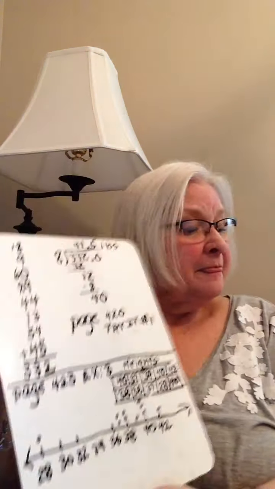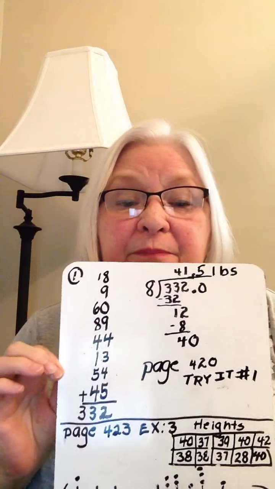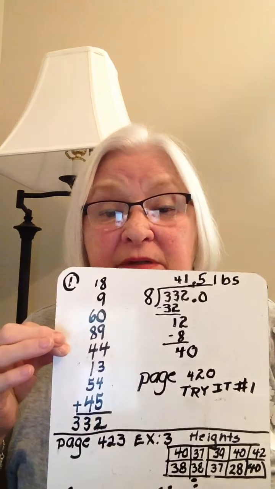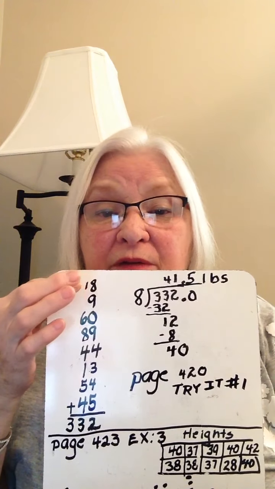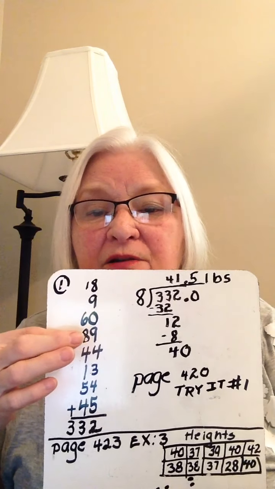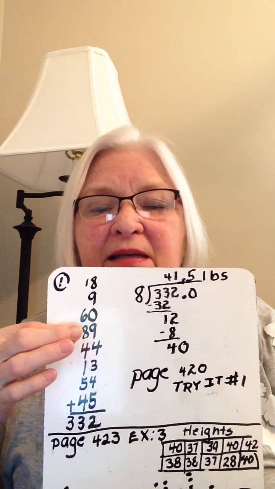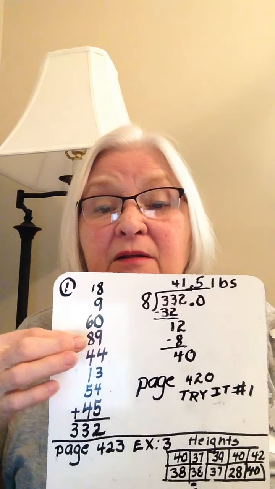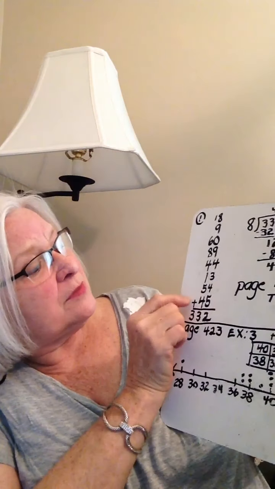And so sometimes you just get a set of data. This one was from page 420, the one on top. These are the weights of dogs. You see the first one weighed 18 pounds, 9 pounds, 20 pounds. There's one that weighed 89 pounds. That's an outlier. We'll talk about that in a minute. 44, 13. I can't read that backwards.